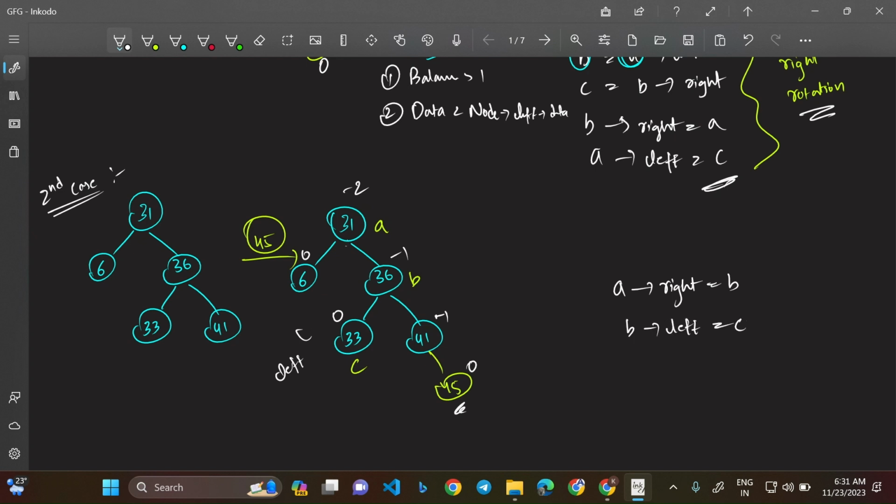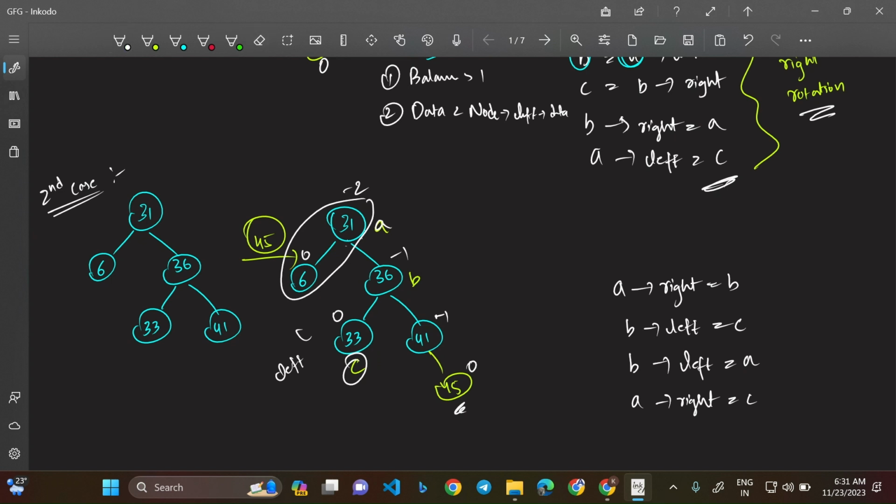Now we have represented some values. Now what I'm doing is B's left, I'm putting it as A. So B's left, I'm putting this whole thing, A, which is the head of this, right? I'll be putting that to the left of B. And A's right, I'll be putting C. What is C? This 33. So when I'm doing this, I'm doing the necessary modification.